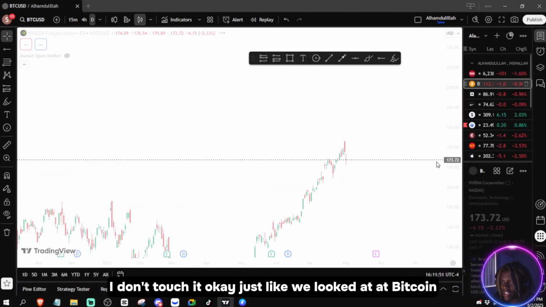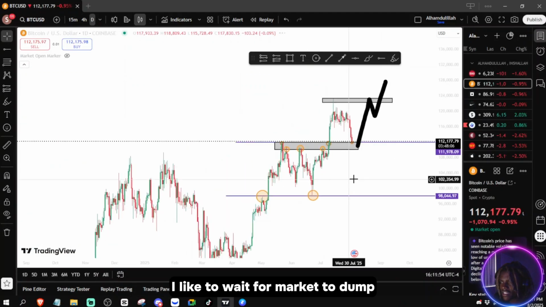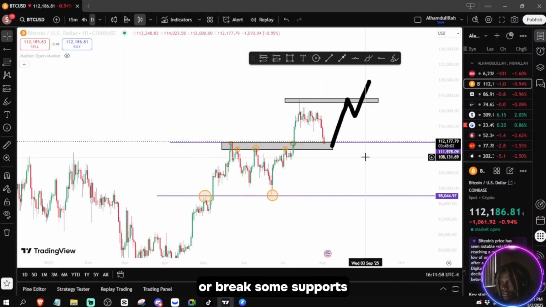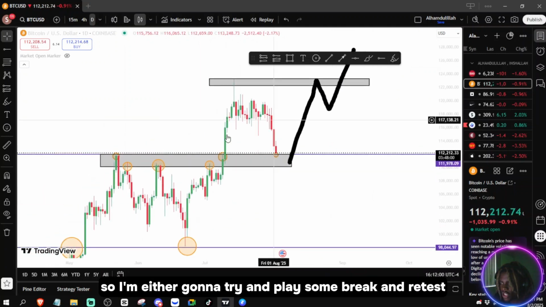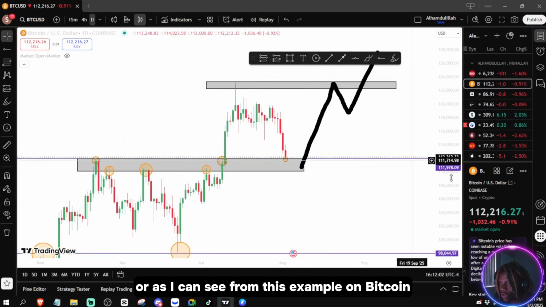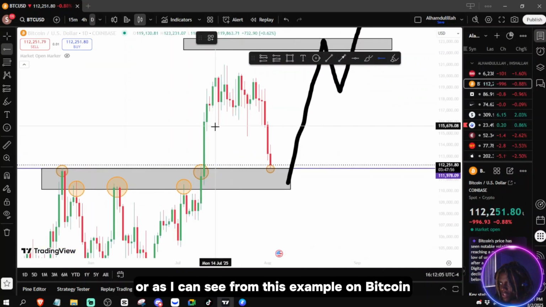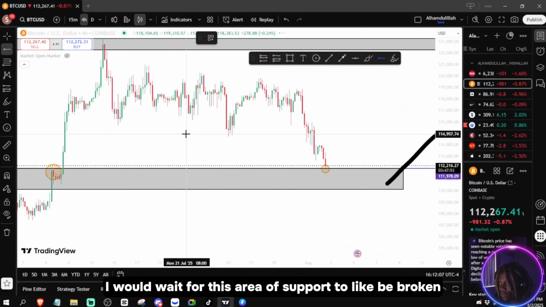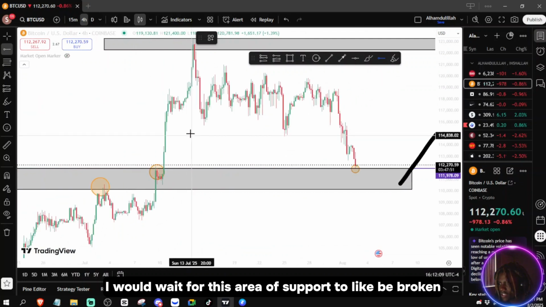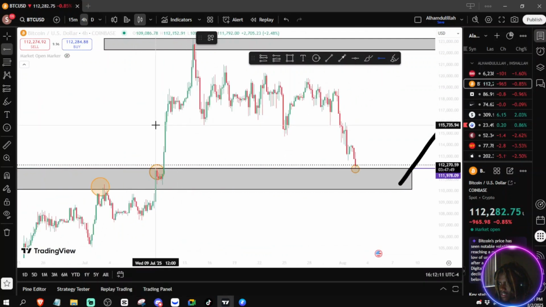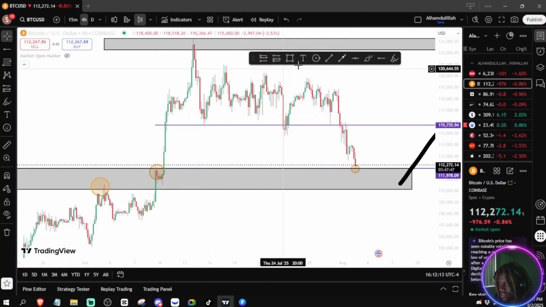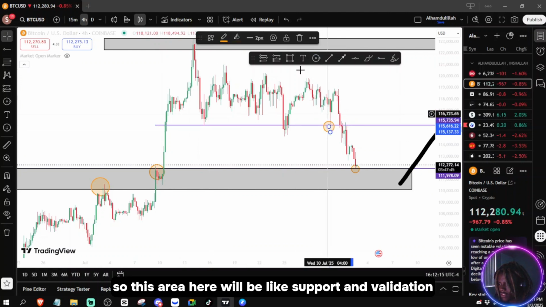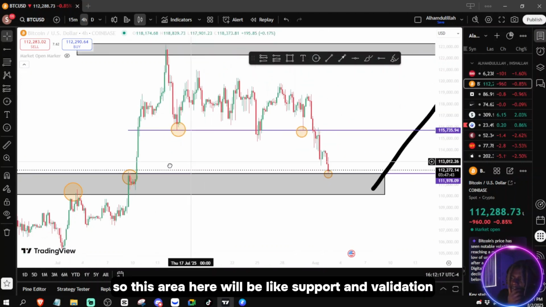Okay, just like we looked at Bitcoin, I like to wait for market to dump all the way down into a key area or break some supports. So I'm either going to try and play some break and retest, or as I can see from this example on Bitcoin, I would wait for this area of support to be broken. Okay, so this area here would be support and validation.